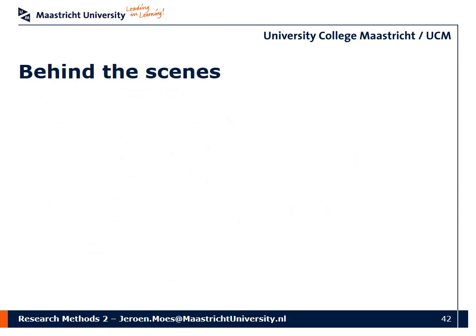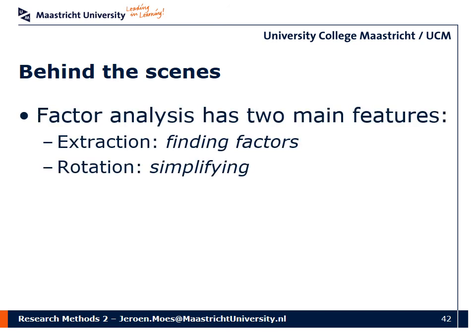A little bit about the behind the scenes of factor analysis, just so you have a little bit of vocabulary when you dive into this. It has two main features, which is extraction and rotation. Extraction refers to just finding the factors. In other words, which have the eigenvalues of over 1. And rotation means simplifying it, to really emphasize the different components that exist in the data.